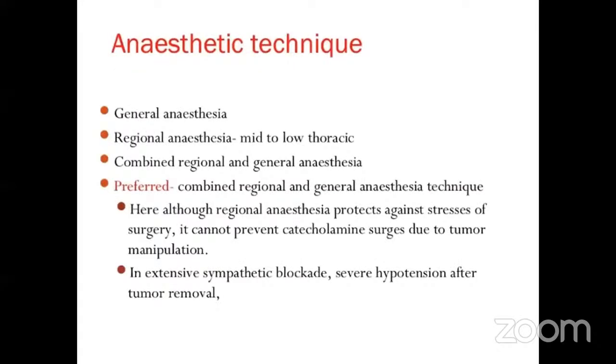Anesthetic technique: mostly general anesthesia is preferred. Coming to regional anesthesia, it may be used if the tumor is located in the mid to low thoracic region, combined with general anesthesia. The most commonly preferred is the combined regional and general anesthesia technique. Although regional anesthesia protects against the stress of surgery, it cannot prevent the catecholamine surges due to tumor manipulation. With extensive sympathetic blockade, severe hypotension occurs after tumor removal.